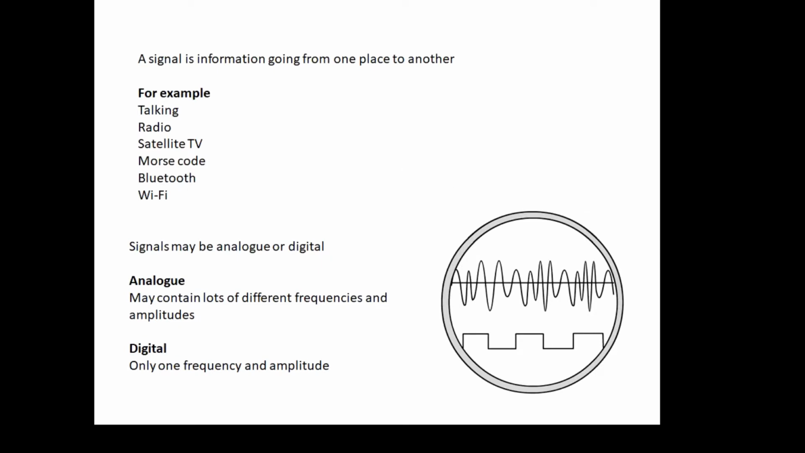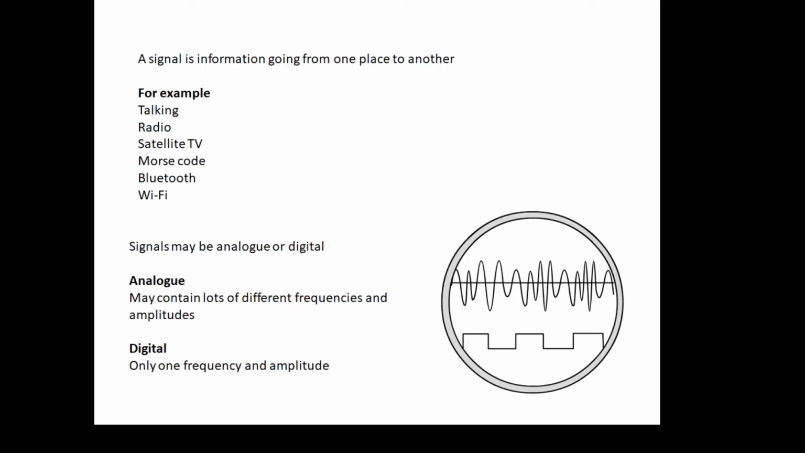Digital Physics 1, first video is about signals. Now, a signal is just information going from one place to another. There's hundreds of different types of signal. If you talk to somebody, that's a signal. There's radio, satellite television, Morse code, Bluetooth, Wi-Fi.